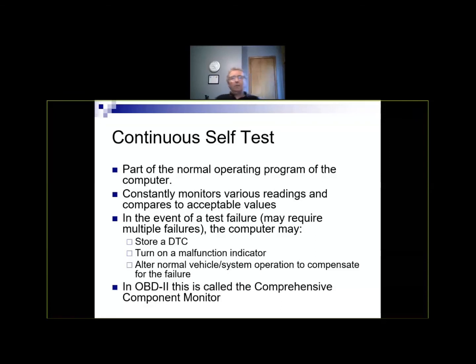So if something does fail, the computer may store a diagnostic trouble code. A lot of self-tests require multiple failures before they'll set a code. I think this is done so tiny little glitches that really have no effect on the operation of the vehicle don't give you a bunch of nuisance check engine lights. You'd be chasing after ghosts all the time. So they may store a code, they may turn on a malfunction indicator, and they may alter normal vehicle or system operation to compensate for the failure.